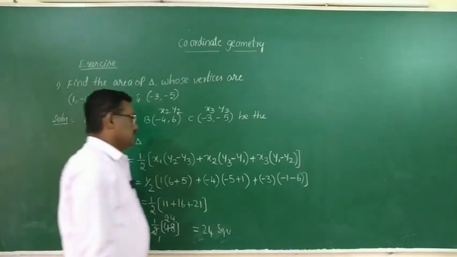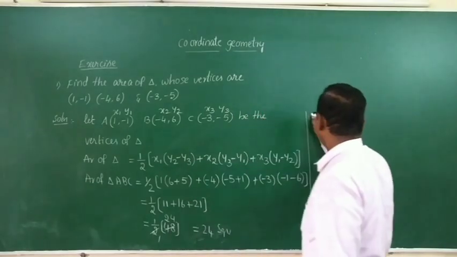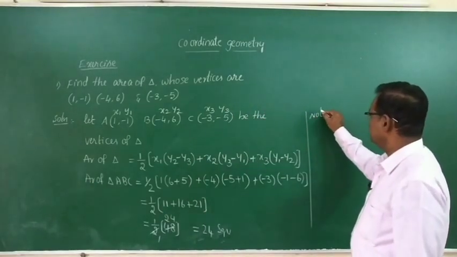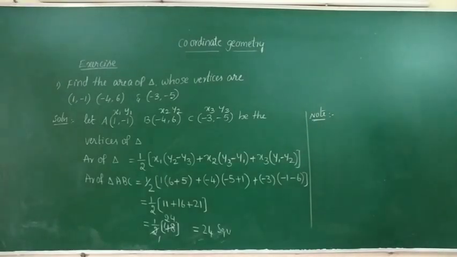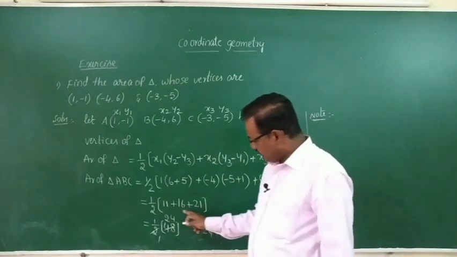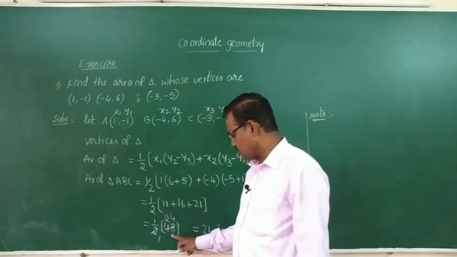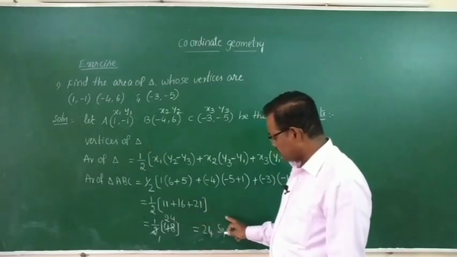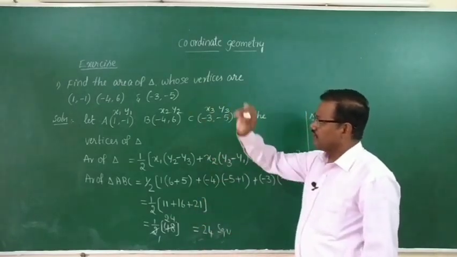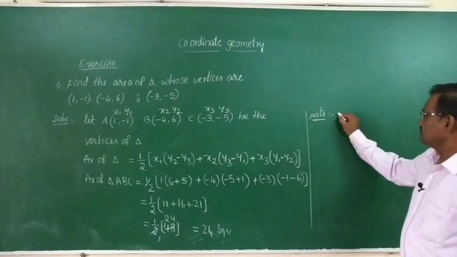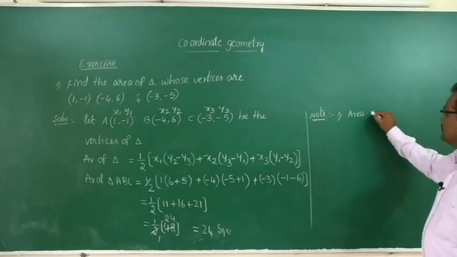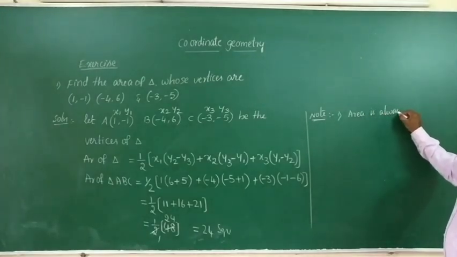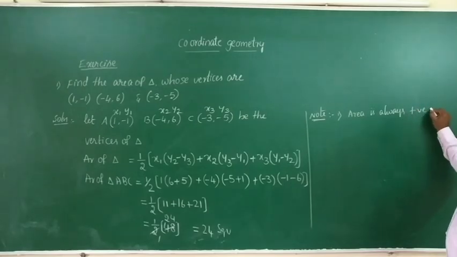Right? And here I am giving you simple ideas, that is note. It is very important based on area of triangle. Observe here, whenever you get a negative term, we write it as positive because area cannot be negative. So first point, area is always positive.